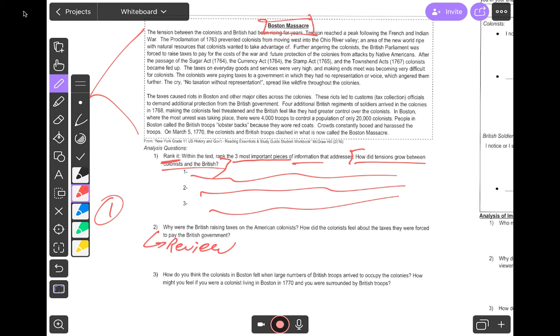All right, question 2 is more of a review question, but it also comes from the document. All right, it's asking about why the British are raising taxes and how the colonists feel about them. So really this is a cause and effect question.